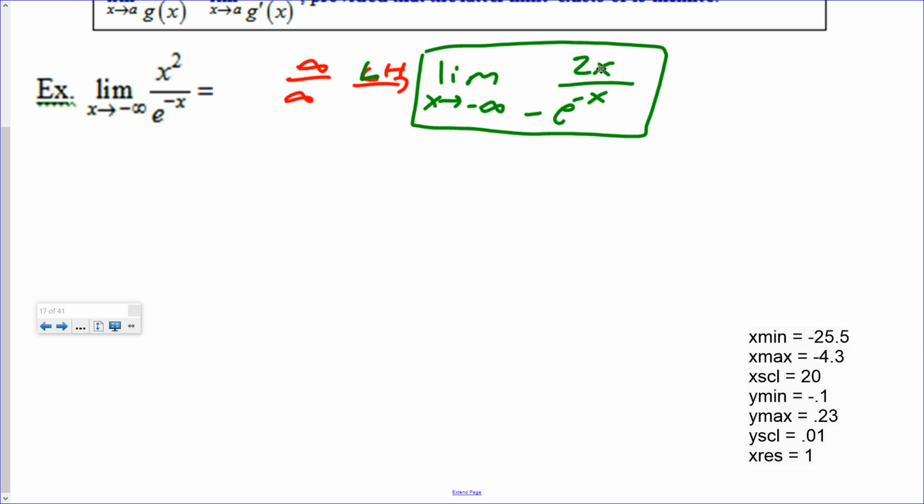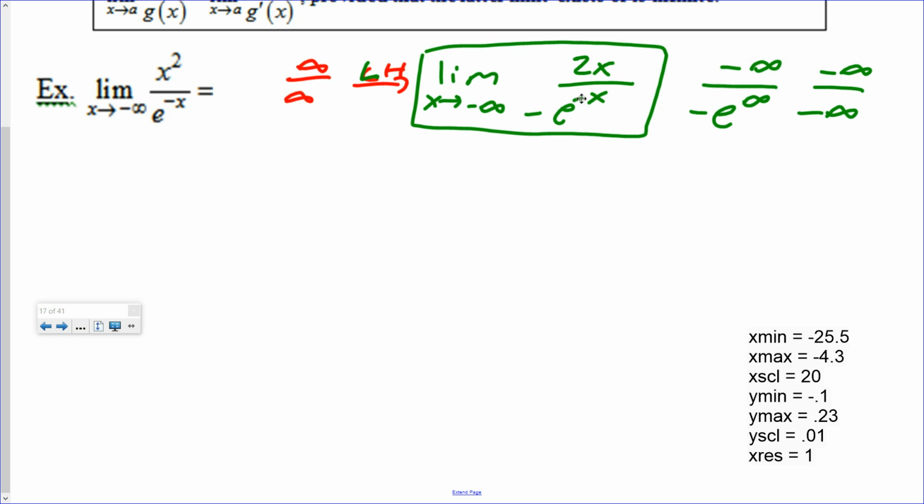Let me plug in negative infinity. What's 2 times negative infinity? Isn't it just negative infinity? It's negative 2 times infinity, but what's 2 times infinity? Infinity. Okay, what happens if I plug in a negative infinity here? Isn't that negative e to the positive infinity? And what's e to the positive infinity? Wasn't that just infinity? You guys good with that? A number raised to infinity, isn't that just infinity?